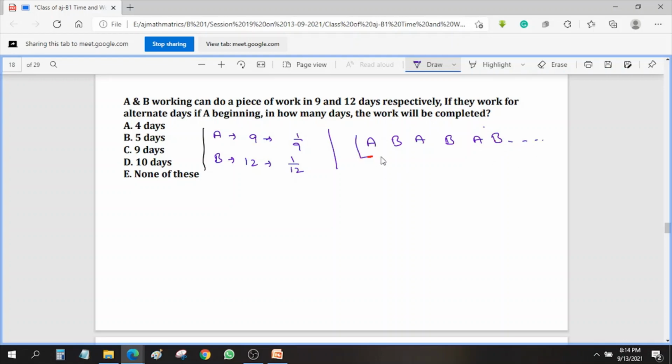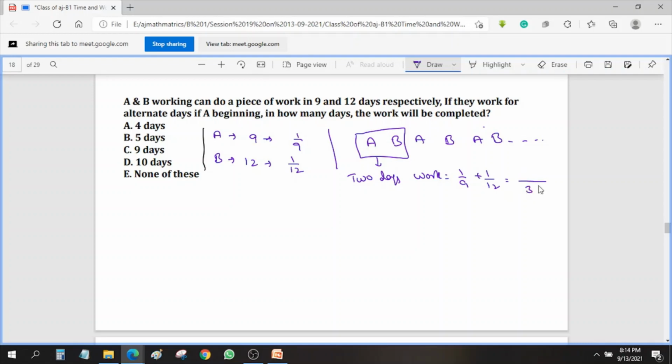Okay. Now for every 2 days, the work is the same. Now we need to find out 2 days' work. Now what is 2 days' work? That is 1 by 9 plus 1 by 12. 1 by 9 plus 1 by 12 is what?